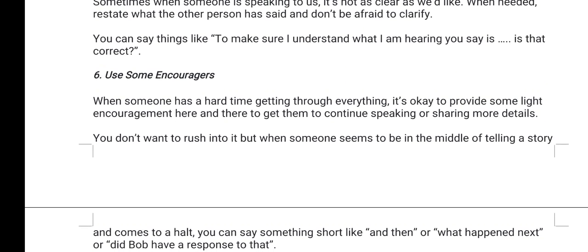Next is use some encouragers. So when you are communicating with someone, when you are listening to someone, what you can do is use some words to encourage the speaker so that the speaker feels good and so that the speaker feels motivated. This is also another good sign of an active listener.